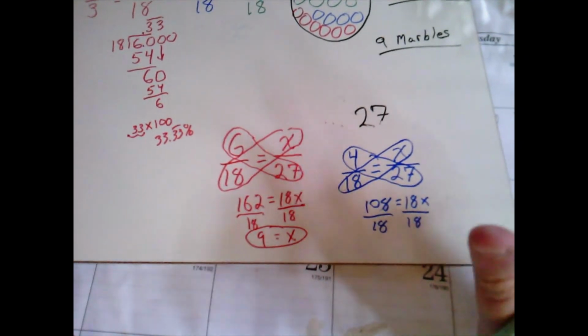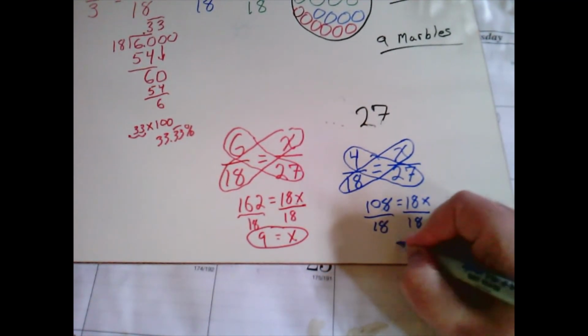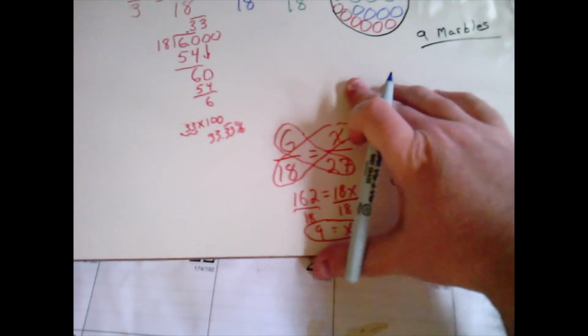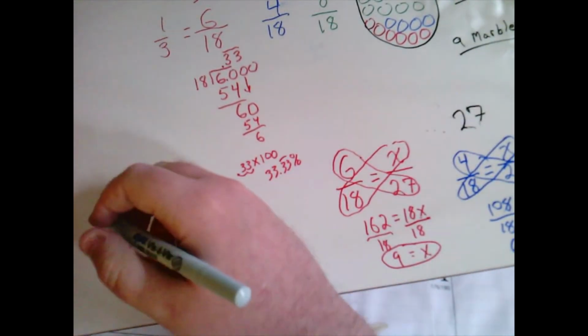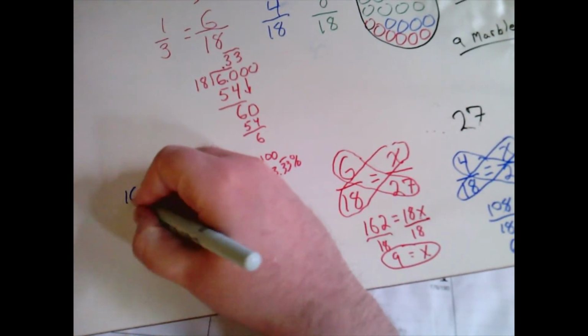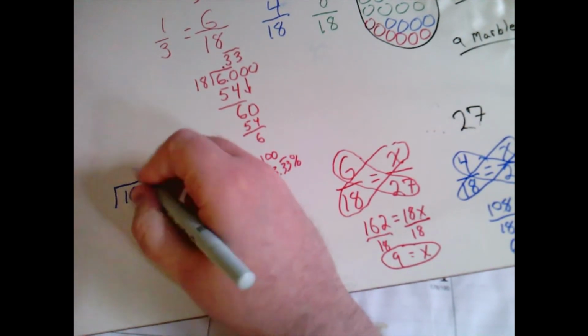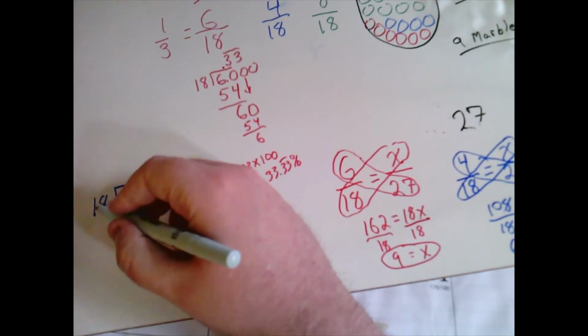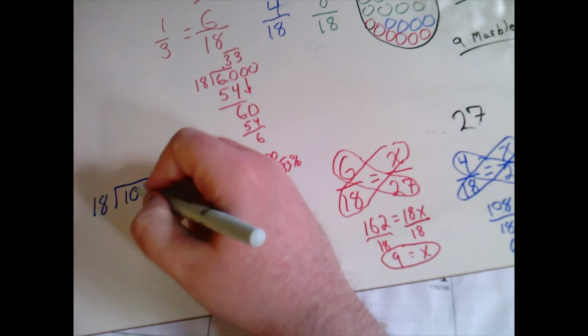You know what I'll do? I know it's going to be 6. X is going to be 6, but let's do the long division out on that. Let's practice our long division skills, all right? So this is 108 divided by 18. All right? So how many times?